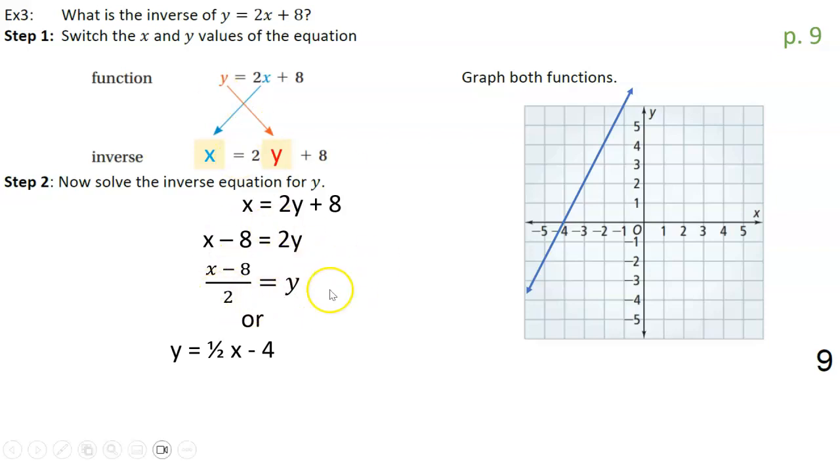But to help us graph that, if you break this back apart and make it 1/2 x, and then 8 over 2 would be 4, 1/2 x minus 4. So your starting point, if we wanted to graph this out, would be down 4, and then slope 1/2, up 1 over 2, up 1 over 2, and so on.